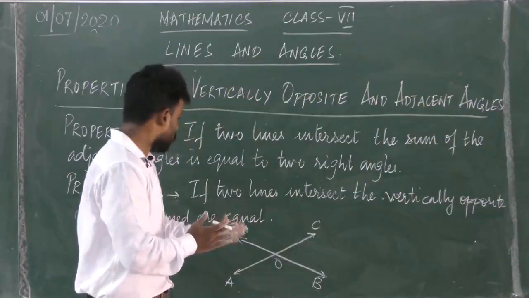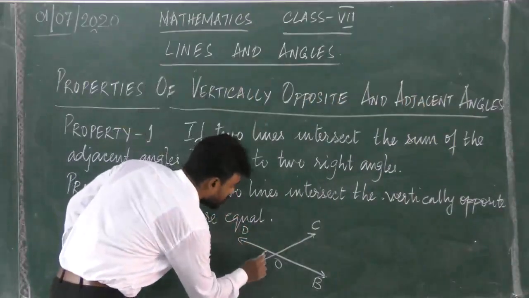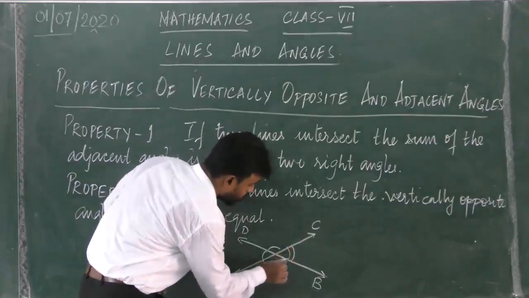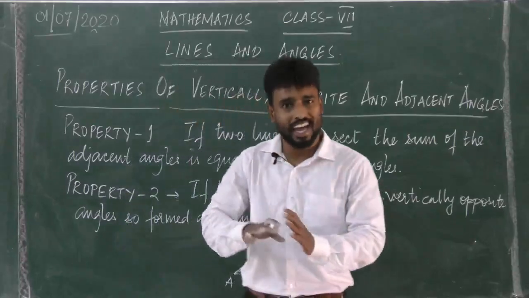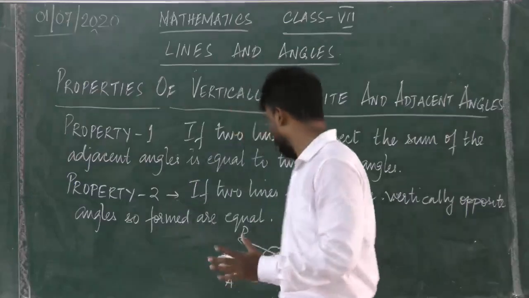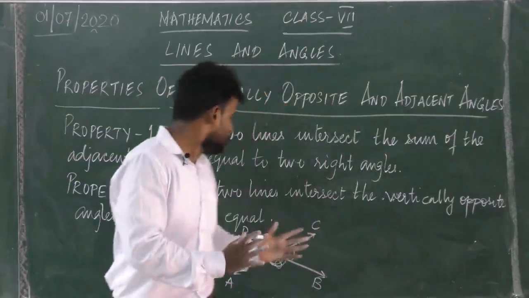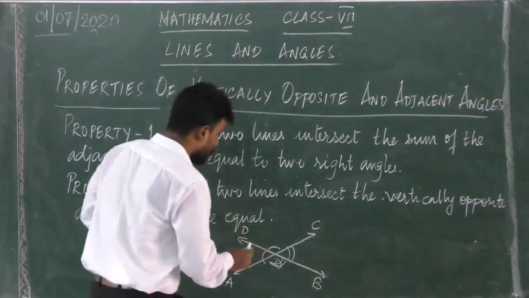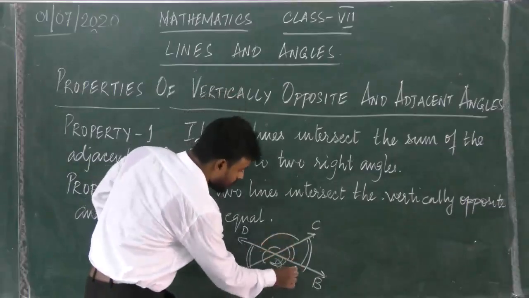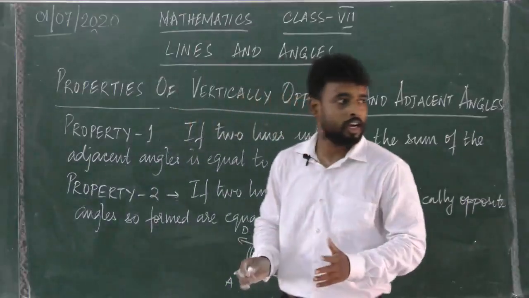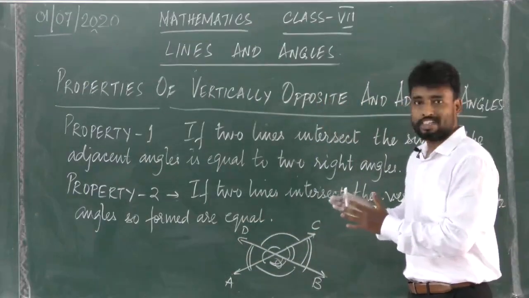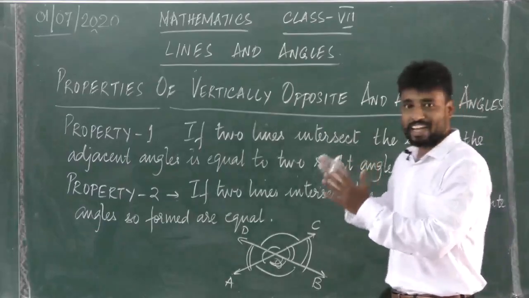When two lines intersect, always remember the adjacent angles add up to 180 degrees. Similarly, these two adjacent angles add up to 180 degrees. So if you take any two adjacent angles, the sum will be 180 degrees. Also remember that the vertically opposite angles so formed, this angle here and this angle here, are equal. Similarly, this angle here and this angle here are also equal. So vertically opposite angles so formed are equal. That's all we have in pairs of angles.